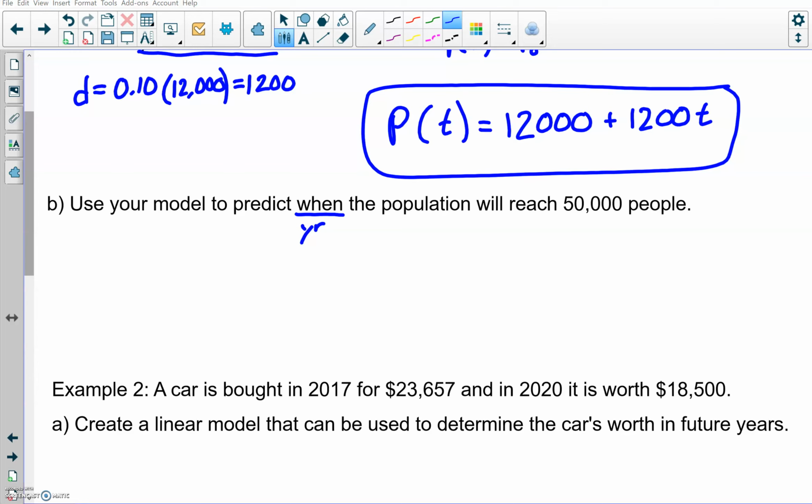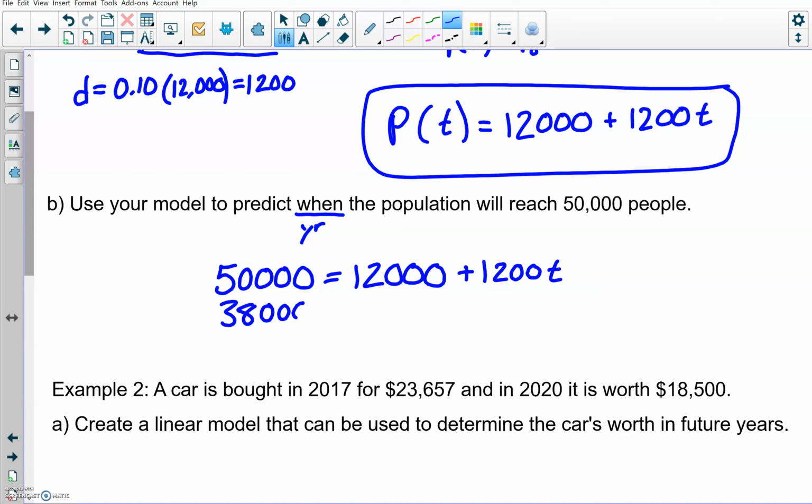So moving forward with this, 50,000 is the amount we want to see, the population after time. So that's going to be on the left side, and then we'll have 12,000, sorry, plus 1,200 t. And we solve for t. So we'll subtract 12,000 over, sorry about that, and we get 38,000 equals 1,200 t. Divide by 1,200, you get 31.67 equals t, after we round a little there. So t is approximately 32. You're going to round to a whole number.